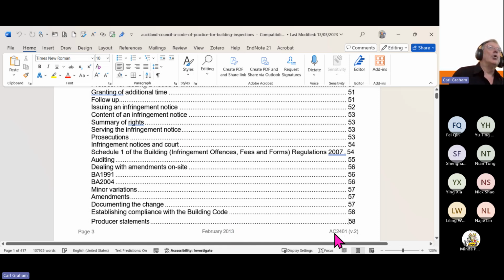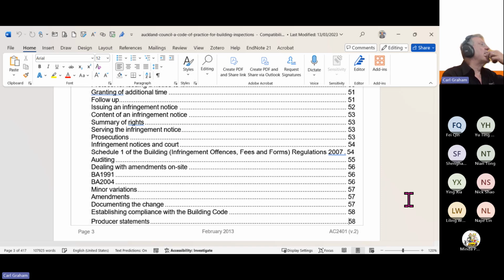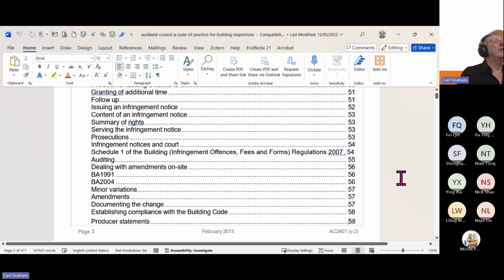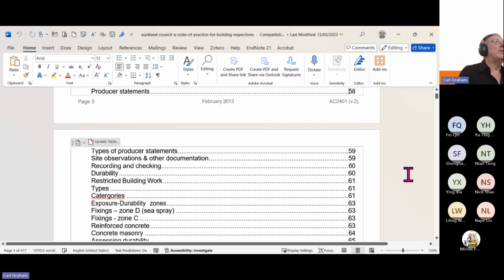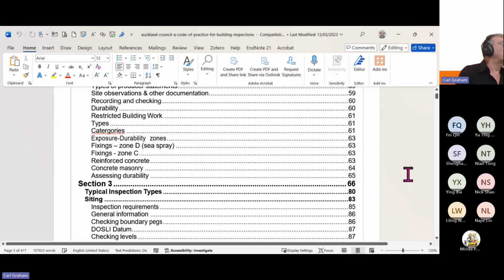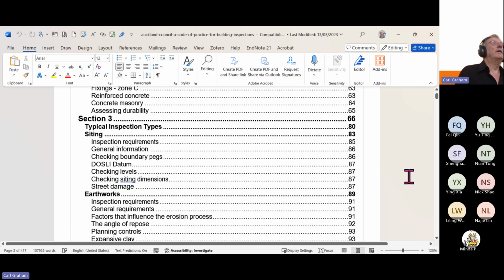So this is the Auckland Council Code of Practice. They still use it, but now they rely on externally trained staff, so they're not going to go through the process they did when I was there. And Jeff, who you met, was one of the team leaders or the managers of this.